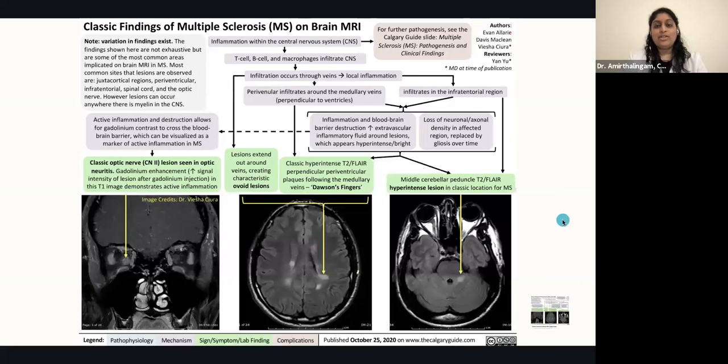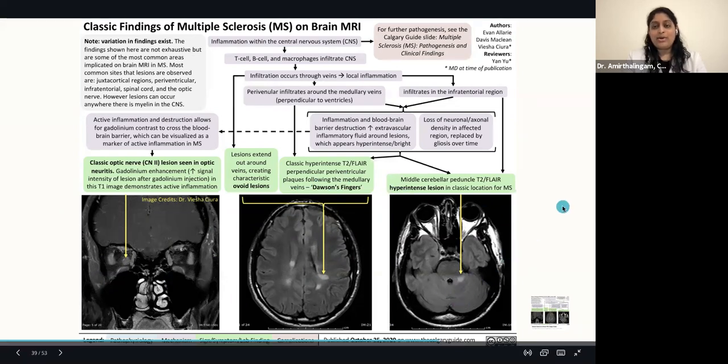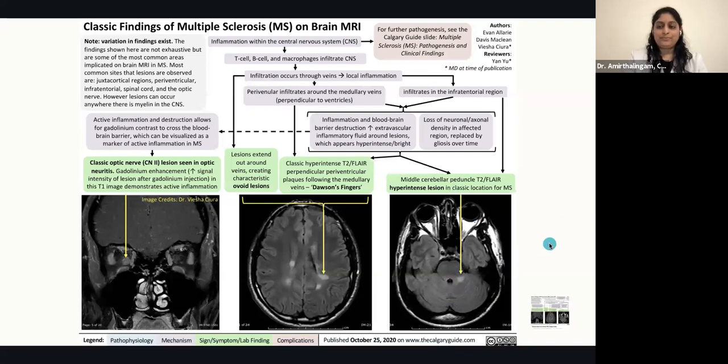And this is a wonderful image that I've obtained from the Calgary Guide. It shows the MRI lesion characteristics seen in patients with multiple sclerosis. We can see here the classic optic nerve lesion. We can also see the Dawson's fingers that I was talking about. These are perpendicular periventricular plaques, and we can also see ovoid lesions. This is characteristic for multiple sclerosis. Another important area of the brain where you may see abnormalities in an MRI is the cerebellar peduncle, and we see here the hyperintense lesions.